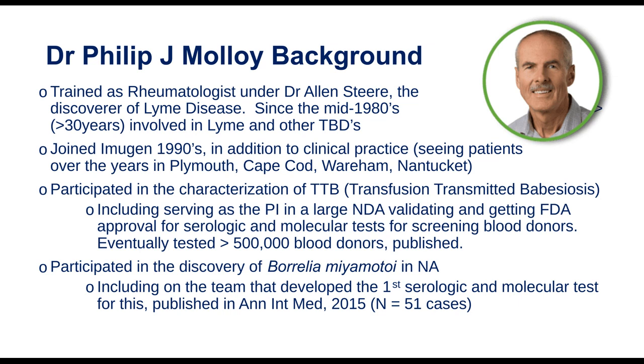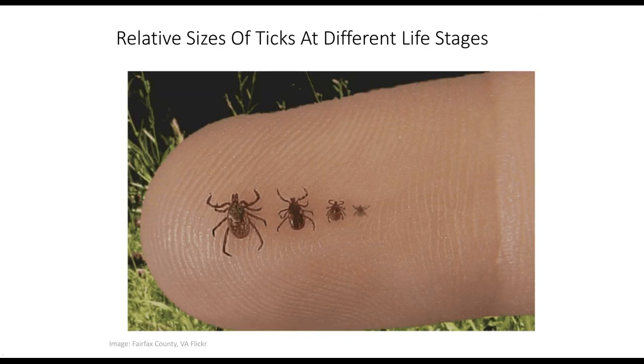And I've been involved with research over the years. And I put this up because a lot of people don't realize that Babesia is an important pathogen transmitted via blood donation, being screened for now. And Borrelia miyamotoi was a brand new, previously unknown pathogen that was discovered in our lab. The first case in North America was discovered in 2012 and published a few times.